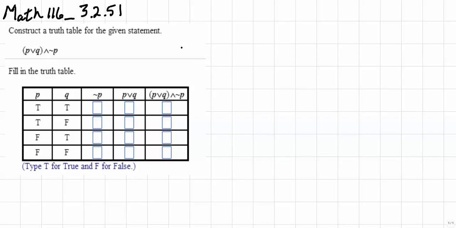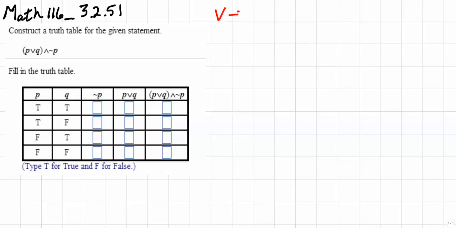Construct a truth table for the given statement, and then we have open parentheses, P or Q, close parentheses, and not P. And that's how you're going to read this. So what we're going to do is remember that we have our logical connectors.